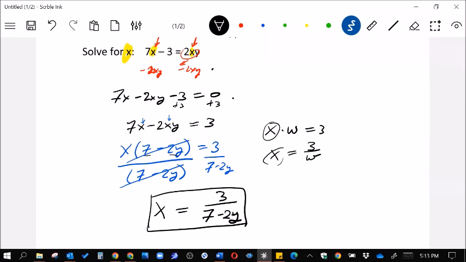The key to this is that I was able to get the x by itself by taking it out as a common factor. Or another way, it's the distributive property is what it is. It's just going backwards in the distributive property. That distributive property is so useful in so many ways.